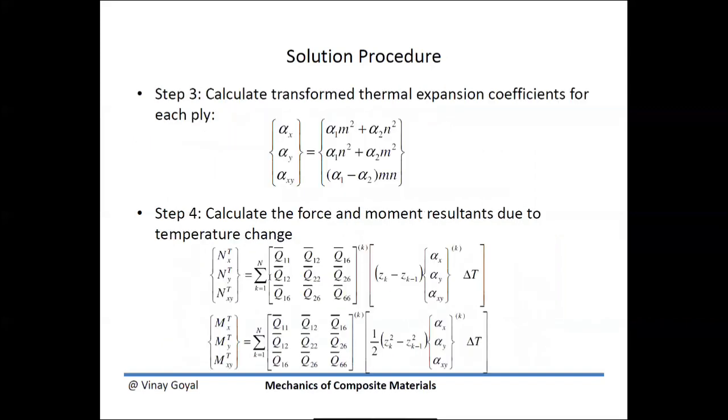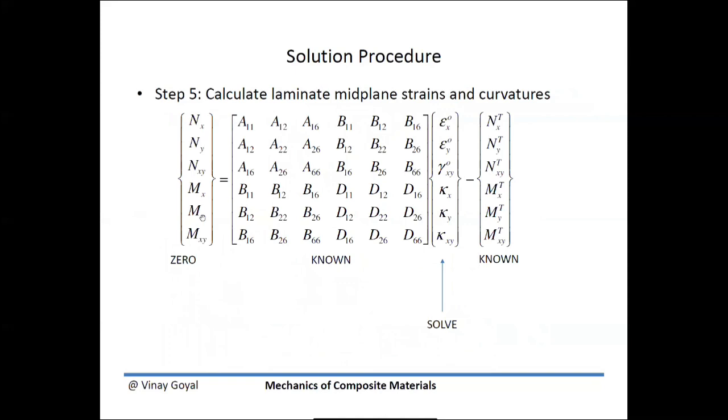I can now calculate the coefficient of thermal expansion in the global coordinate system, and that depends on the ply angle. Okay, so that depends on the ply angle. Alpha 1 and alpha 2 are in the material principal orientations. And so once you have this information and you have delta T, you can then calculate the force and moment resultants due to the thermal loading that was applied. So this is zero, this is known, and this is known. So you can solve for the mid-surface strains and the curvatures.